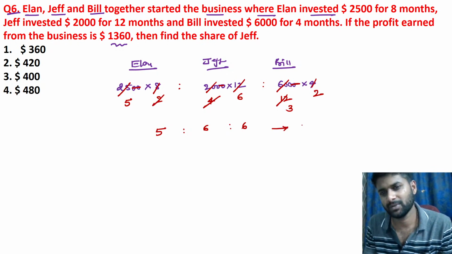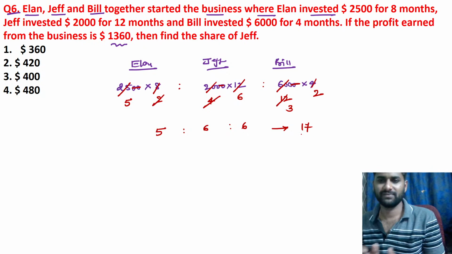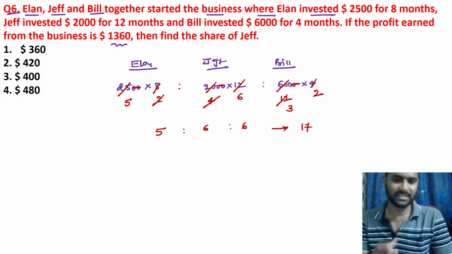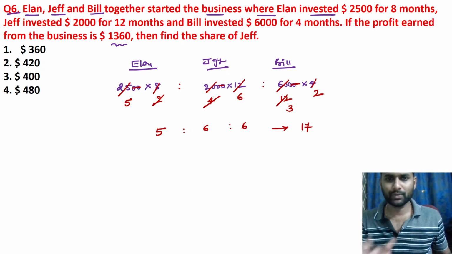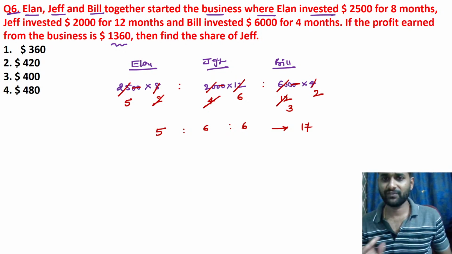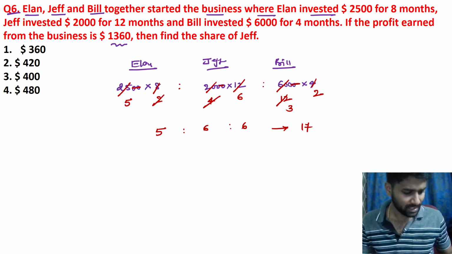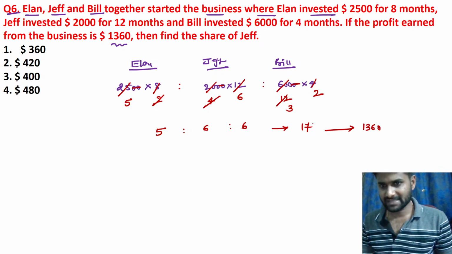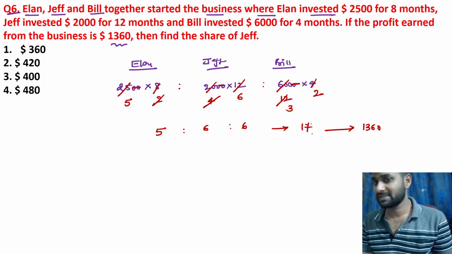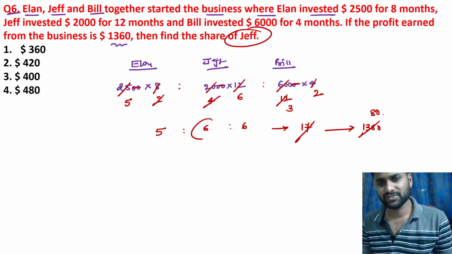That is our answer. For example, if I have 17 rupees, we just calculate in this way. How can we get 17? It means 5 plus 6 plus 6. If I have 17 rupees, I have to pay 5 rupees for Elan, 6 rupees for Jeff, and 6 rupees for Bill. Now, how much profit do we have? As per the question, we have a profit of 1360 rupees, which means 17 units is exactly equal to 1360. Now you just cancel, and it is exactly cancelled in 80 times. Now find the share of Jeff. Here, for Jeff we have to pay 6 units. 6 into 80 is equal to 480.